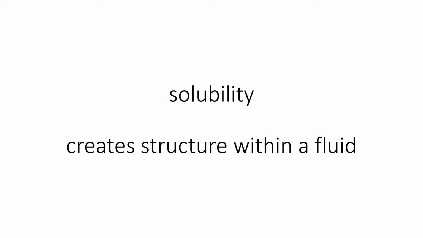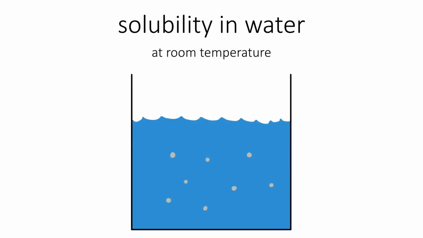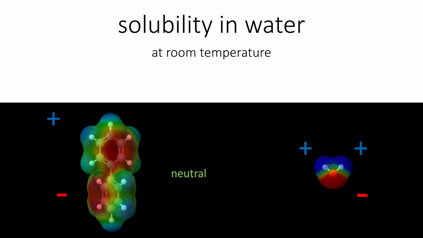A second physical property that's important is a molecule's solubility. It's significant because it creates structure within fluids. Let's think about the solubility of biphenyl in water at room temperature. Solubility, or whether molecules mix, really has to do with how charges are spread out over the molecules. Water has charges on every single atom in the molecule. Biphenyl has only light and partial charges. No atom in biphenyl is especially electronegative, so you're not getting these deep red, large partial negative charges like you do in water, or these deep blue, large partial positive charges.